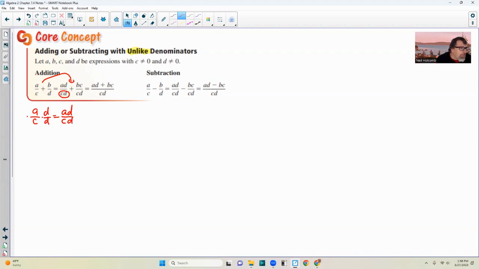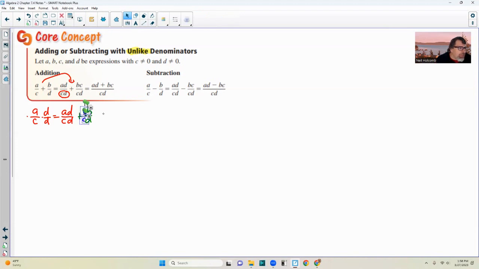But then we have this B over D. So then we say plus B over D. Well, I'm lacking a C. So I'm going to multiply by C over C. And that's all they did here. So they got AD over CD plus BC over DC, or CD. Okay, and they put it in alphabetical order here.